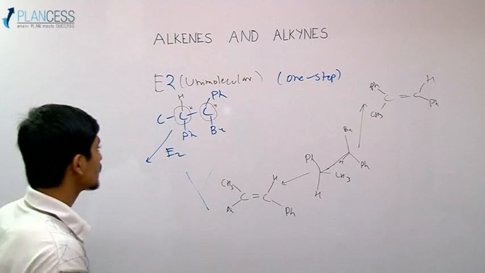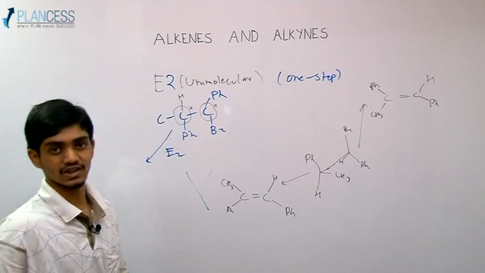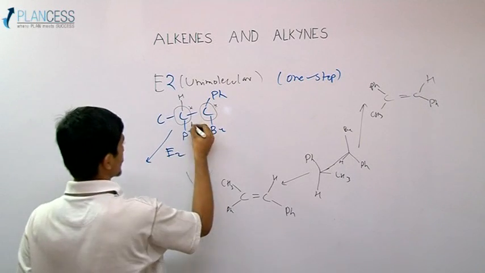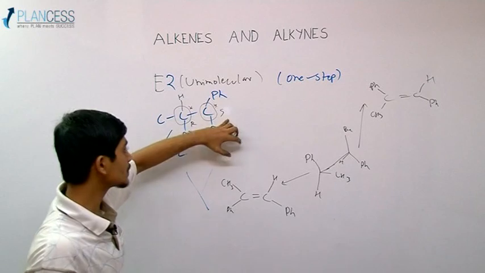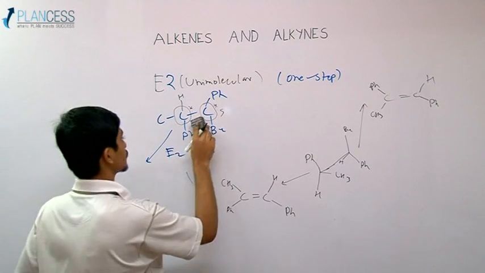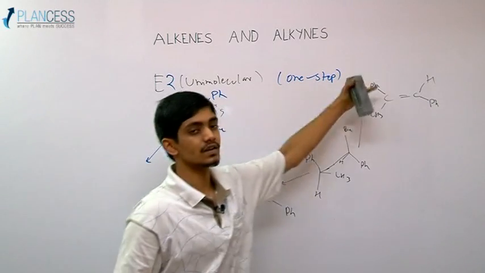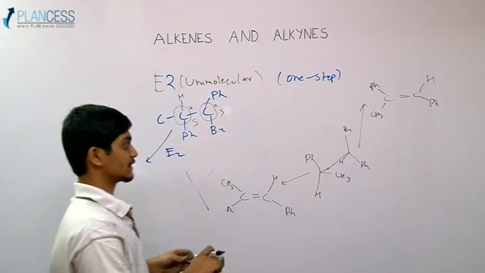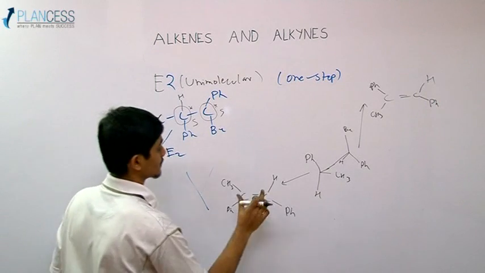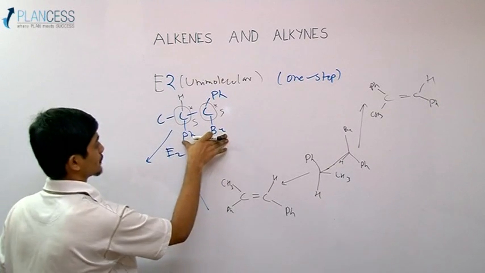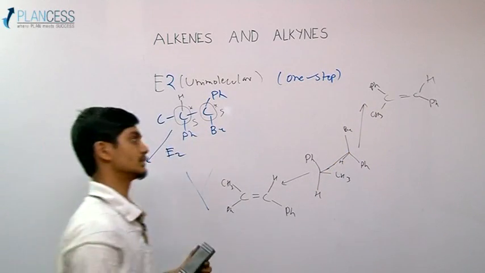So you see that the products completely depend on the initial reactant. Suppose this was some R configuration or this is some S configuration. If you start with this configuration, you get this, and if you reverse the configuration, that is, you take a diastereomer, you get a trans alkene. So you see this is a very stereospecific reaction. If you want to get cis alkene, you need to start with this. If you want to get trans alkene, you need to start with the diastereomer of this.